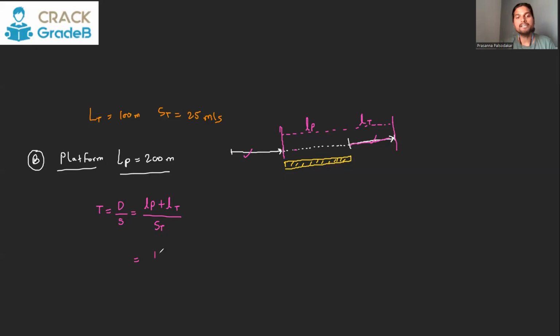So length of platform is 100. Sorry, length of train is 100. Length of platform is 200. Upon speed of train is 25. So 300 upon 25. The answer is going to be 12 seconds. Time taken to cross the platform will be 12 seconds. This is the condition number 2.